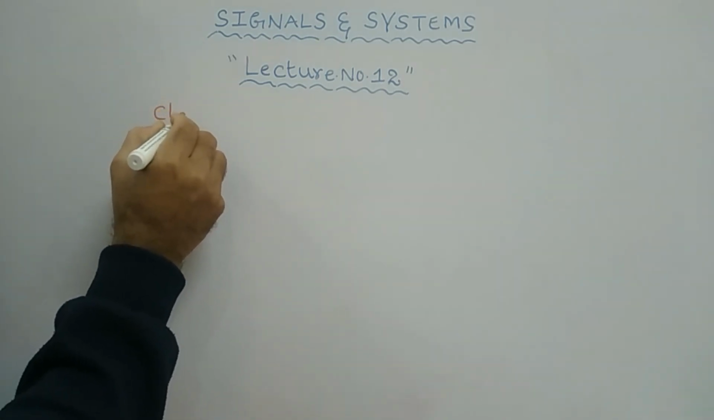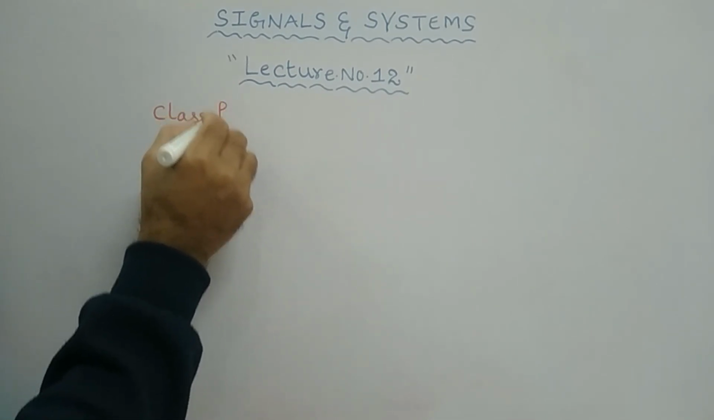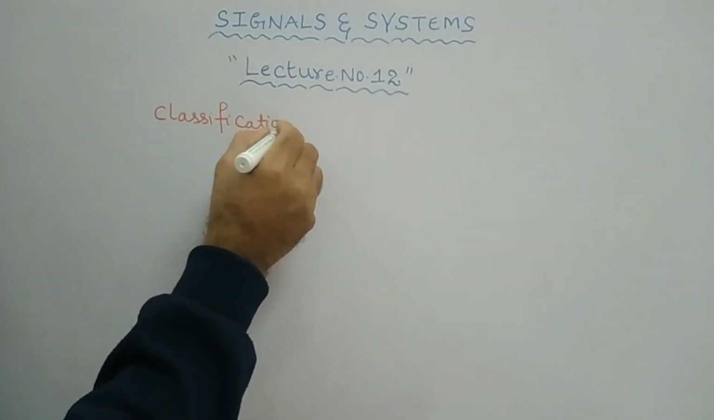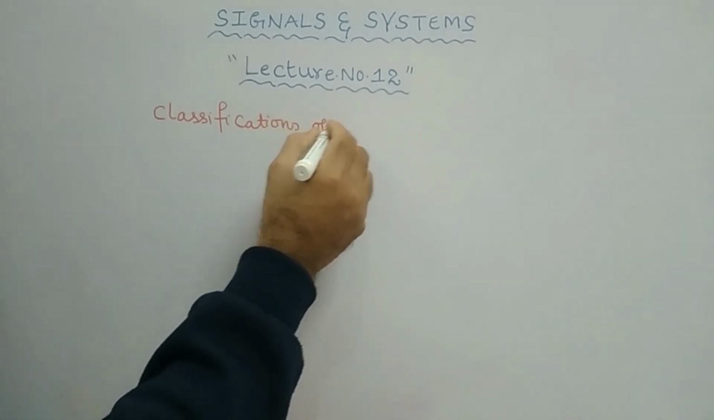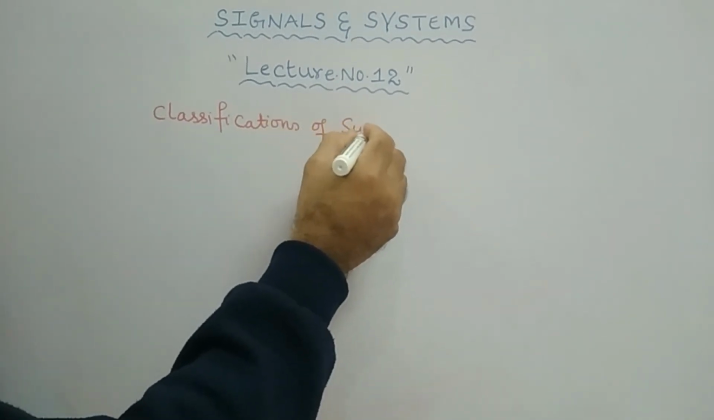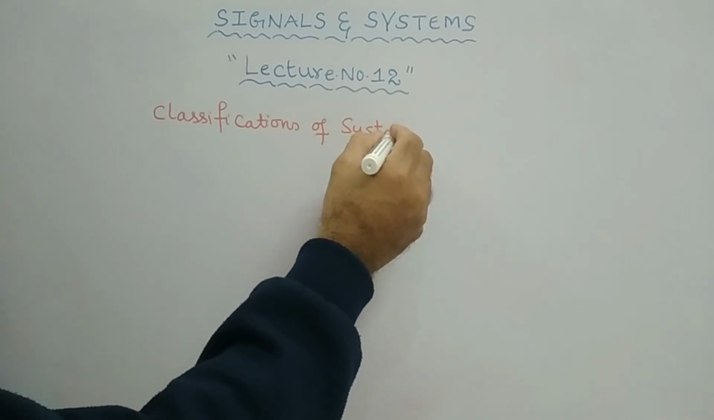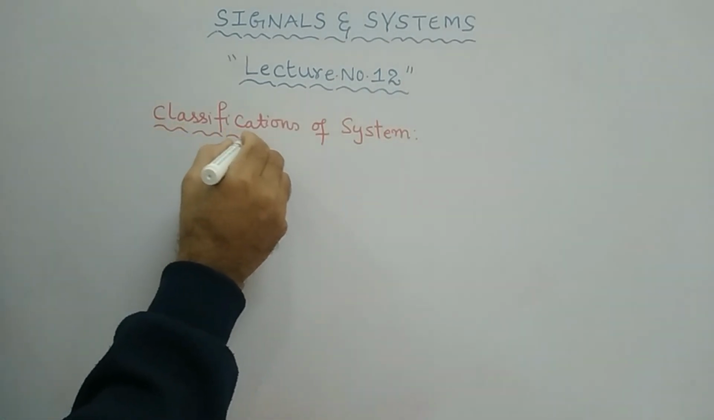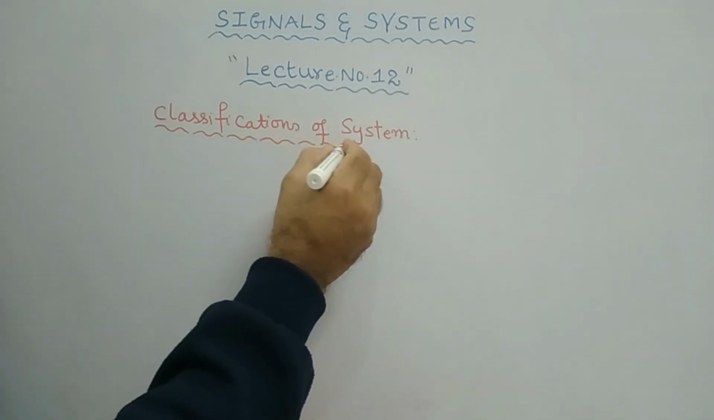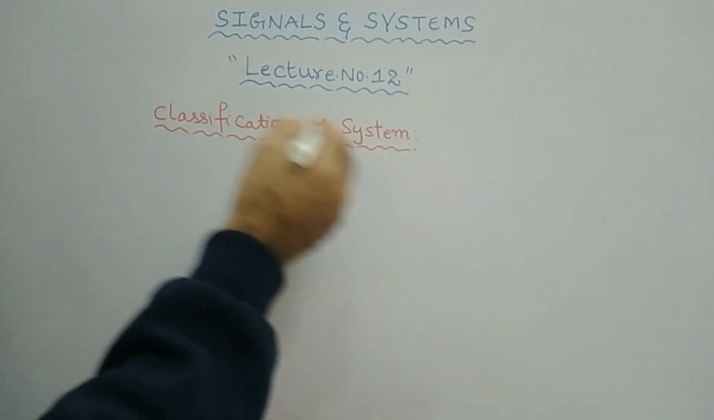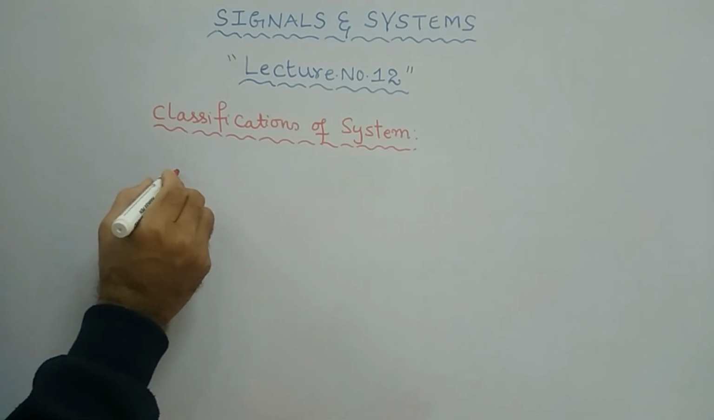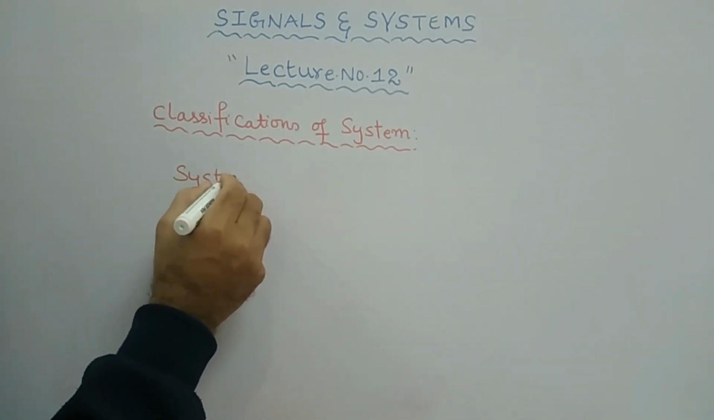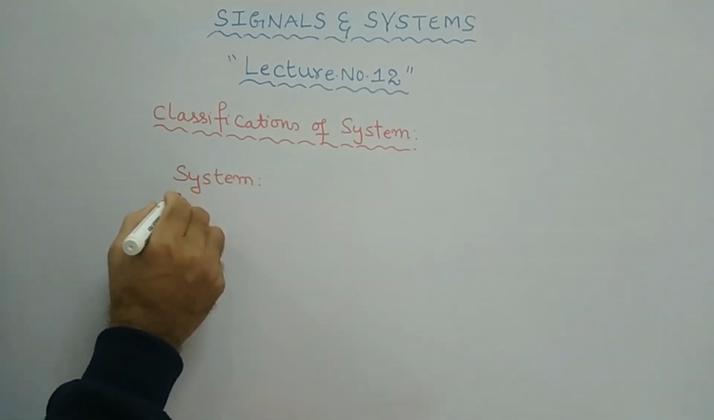Classifications of systems. Before this, I would like to define what a system is in general. We will see the classifications of systems, but before going to the classification, what is a system first? Very important definition.